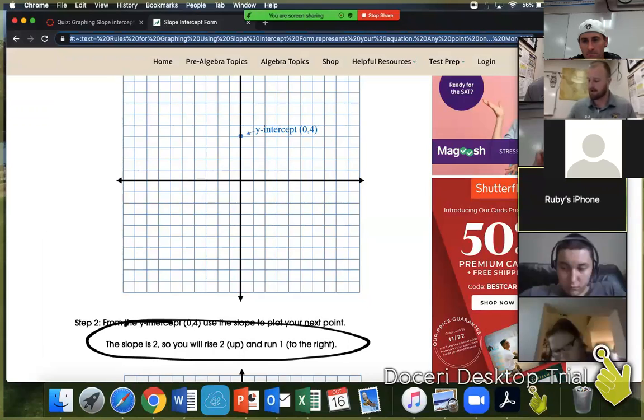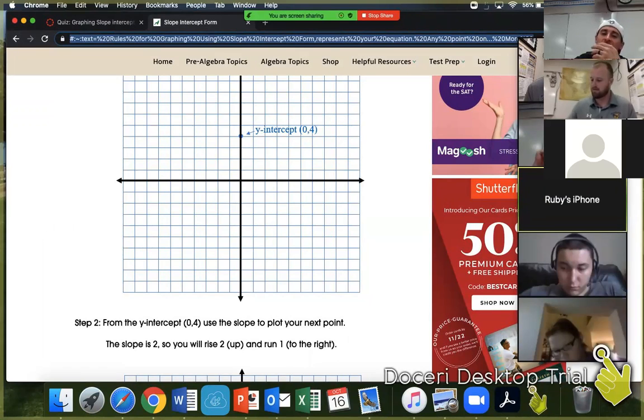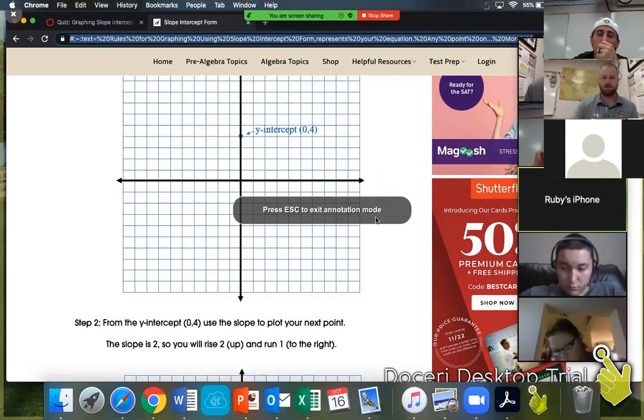So all I'm doing is taking that plot and plugging it in. I'm going to rise 2. So now I'm here, and I'm going to run 1. So now I am here. Okay, now I'm here. Take your first step, and what it does is it's actually going to show you here.